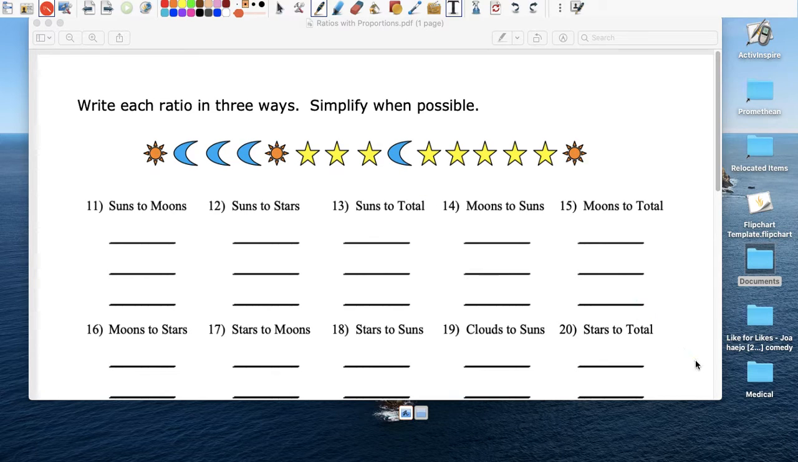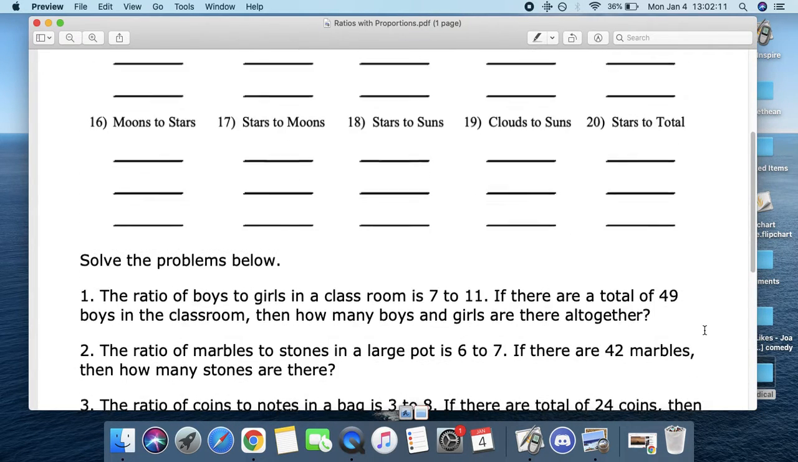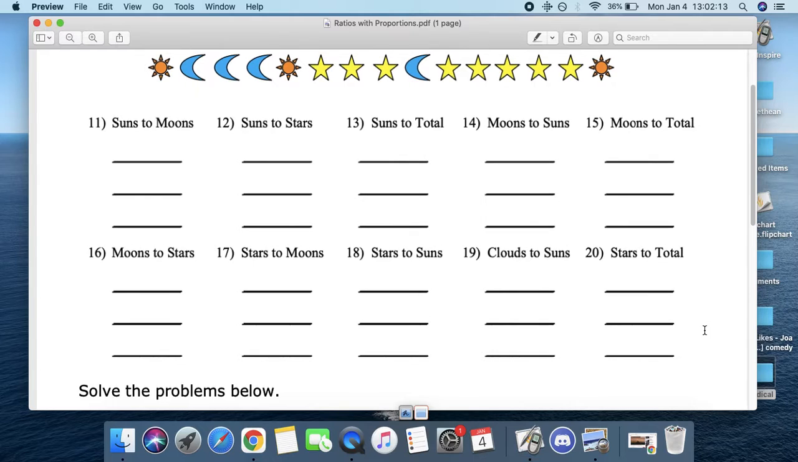So I know we did this in class, but I'm just going to do it again just in case you want it. Just give me a second. Let me just stretch this out. Okay, here we go. So simplify when you can.